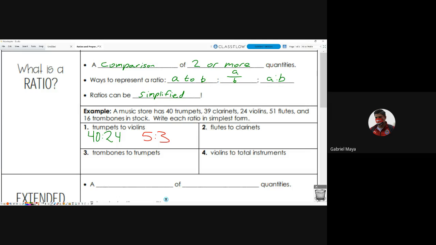Now let's talk about the second one, flutes to clarinets. All right, so flutes to clarinets, let's see. Where are my flutes? Where does it say? Okay, it says 51 flutes. And to clarinets, how many clarinets do we have? 39. All right. Can we simplify that? We can. 39, 51, it gives me 13, 17, but we flip it over, it's 17 to 13.